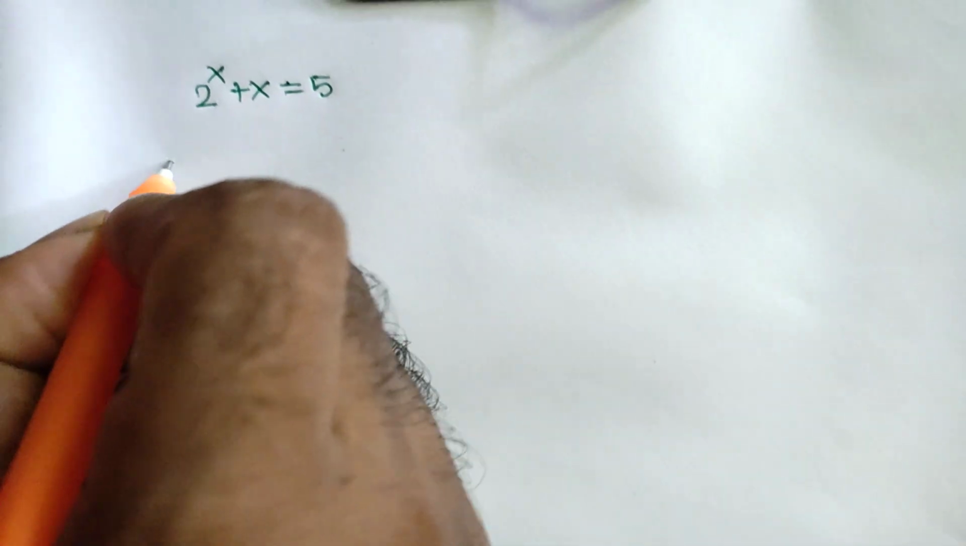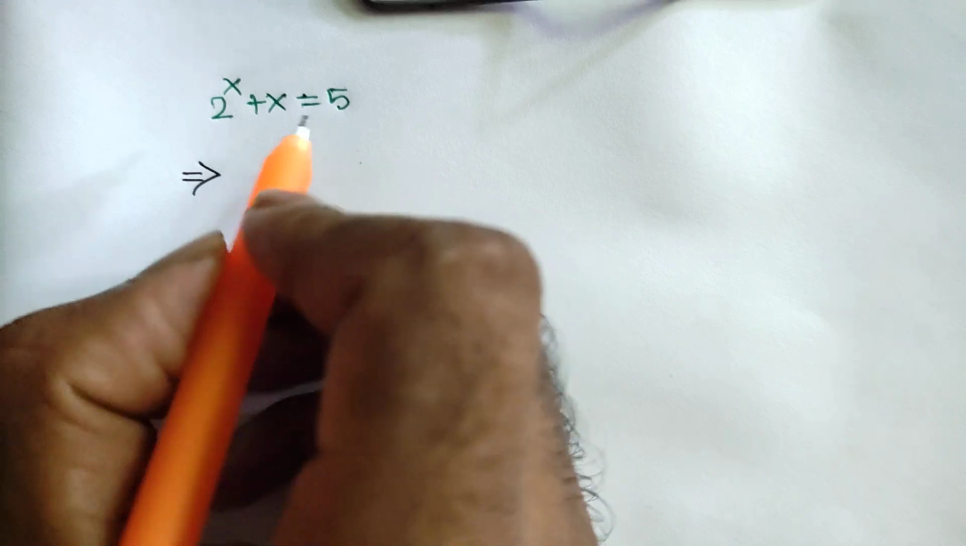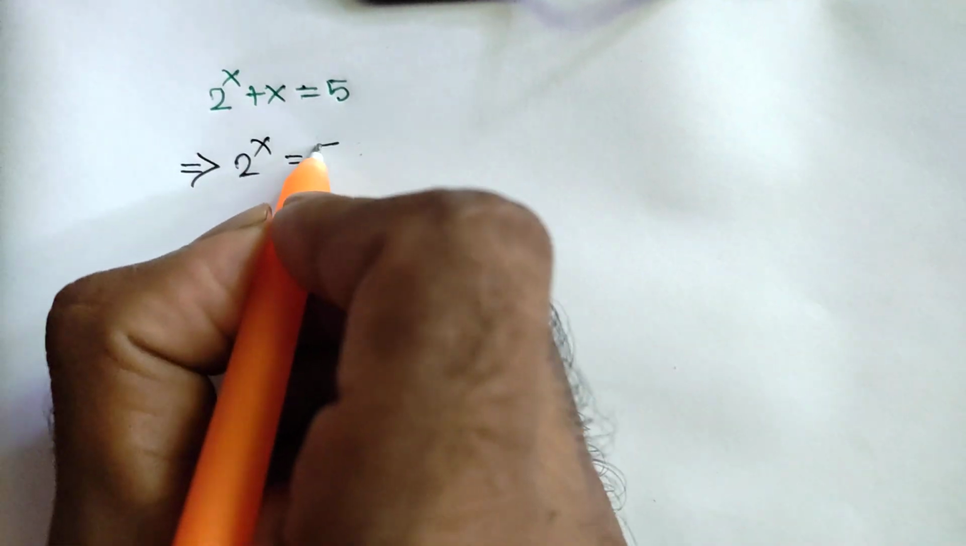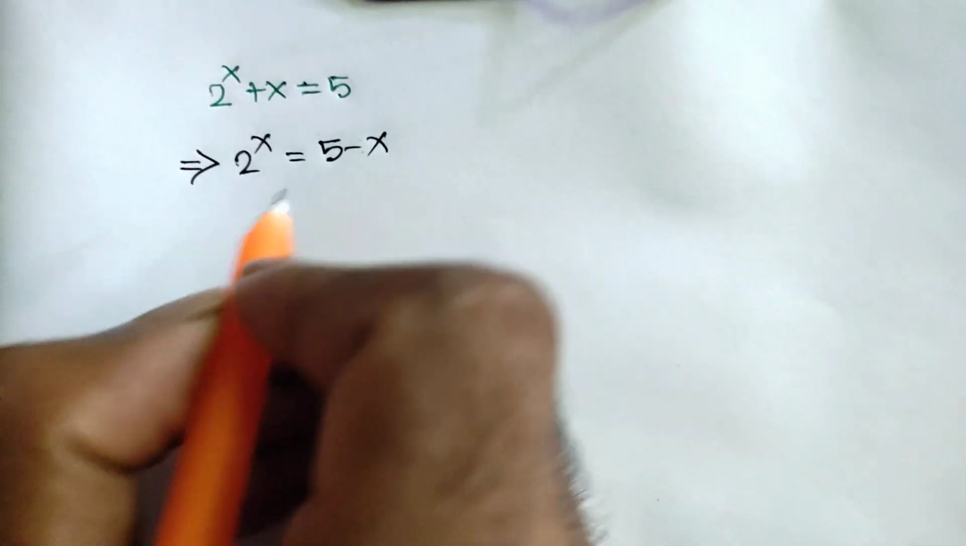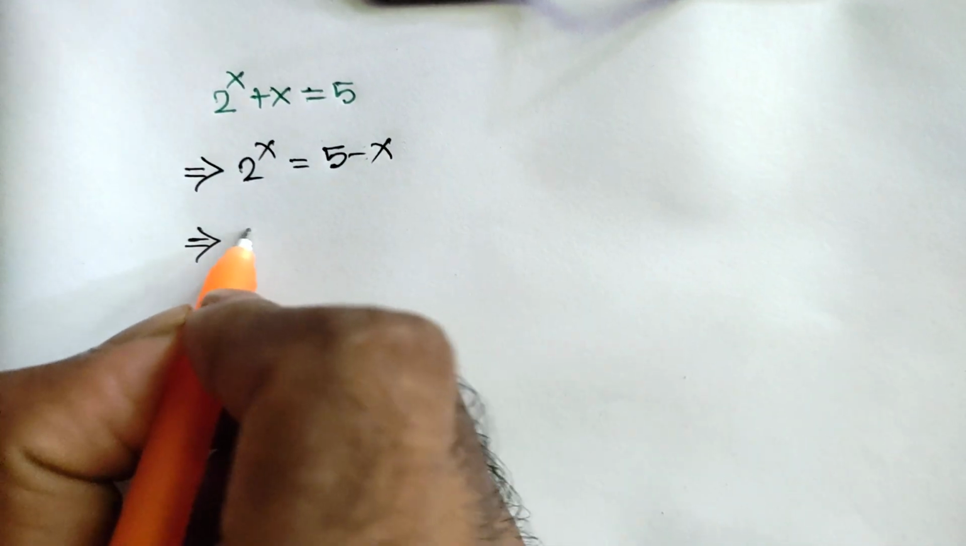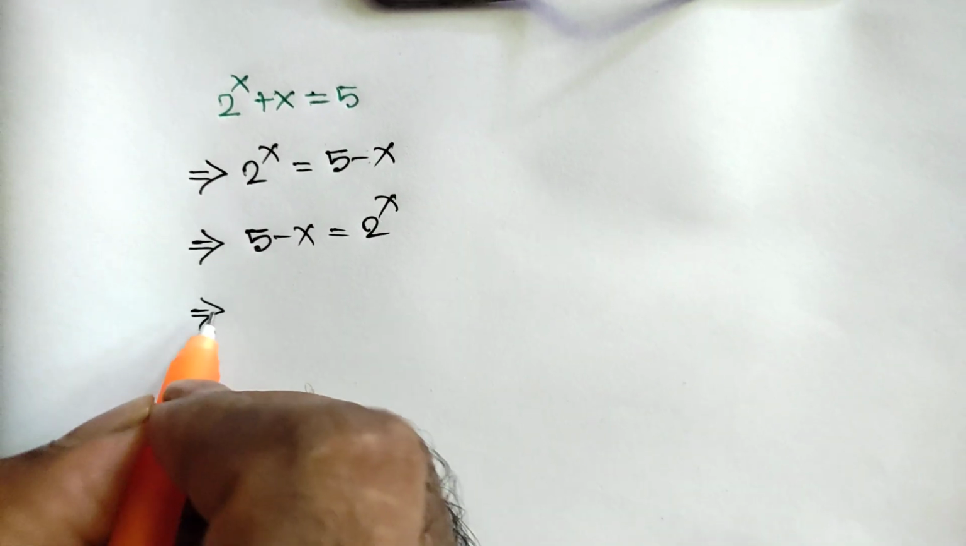Hi everyone, in this video I am going to show how to solve this equation where 2 to the power x plus x is equal to 5. Taking this x to the right side, we will get 2 to the power x is equal to 5 minus x, or changing sides, we can write 5 minus x is equal to 2 to the power x.